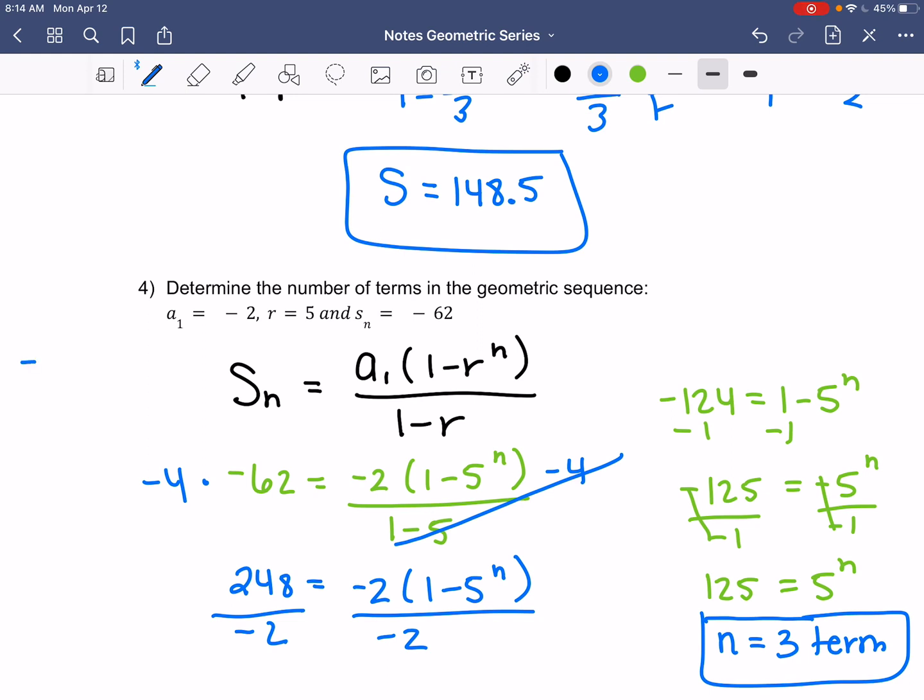So the first term was negative 2, and the common ratio was 5. If you multiply by 5, you get negative 10. Multiply by 5 again, you get negative 50. And when you add those together, negative 2, negative 10, and negative 50, you get negative 62. So there's only 3 terms.